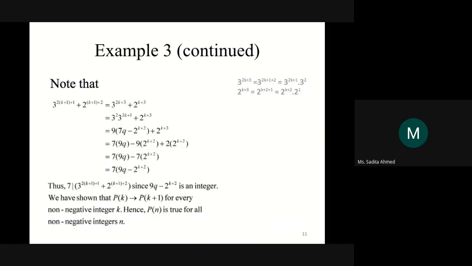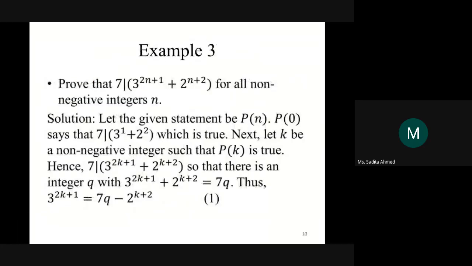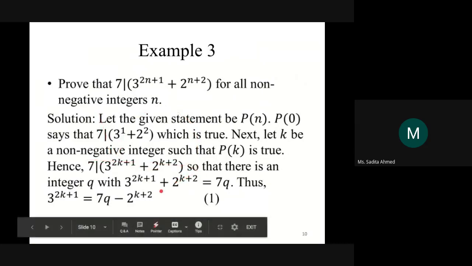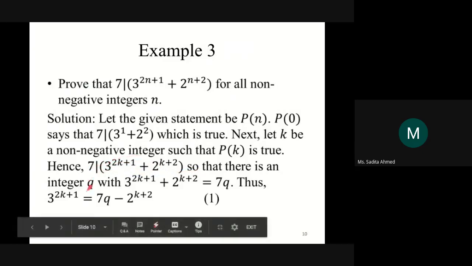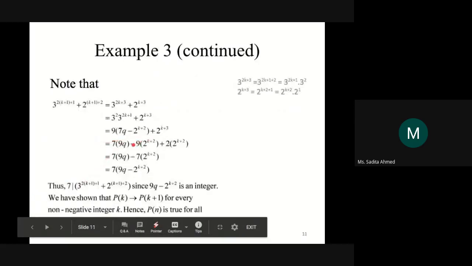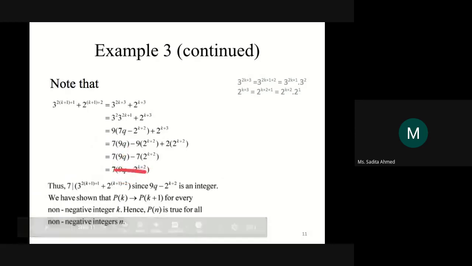Just remember the process here, how we did it. First, based on the assumption, which we are allowed to assume is true, we have to prove that it's true for k plus 1. From there, we found a term for 3 to the power of 2k plus 1 so that we have common terms here. From the common terms, we got to a point where we have 7 as a factor, and that tells us that this term is divisible by 7. So just remember the process, more importantly. Any questions?